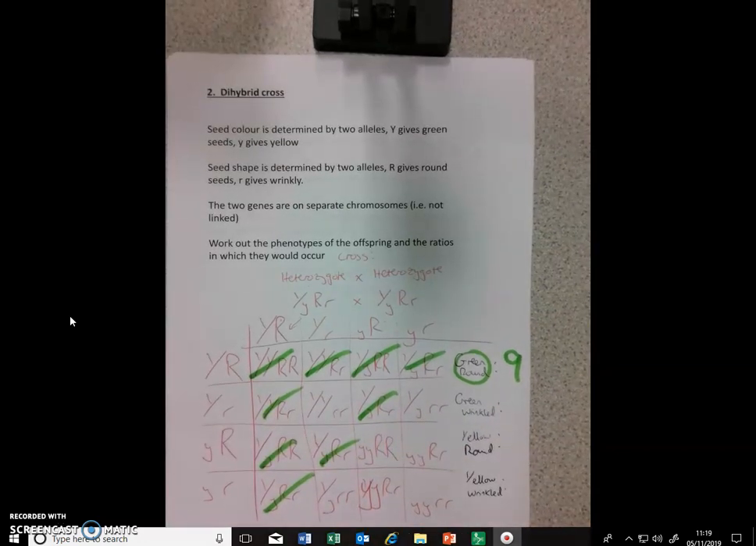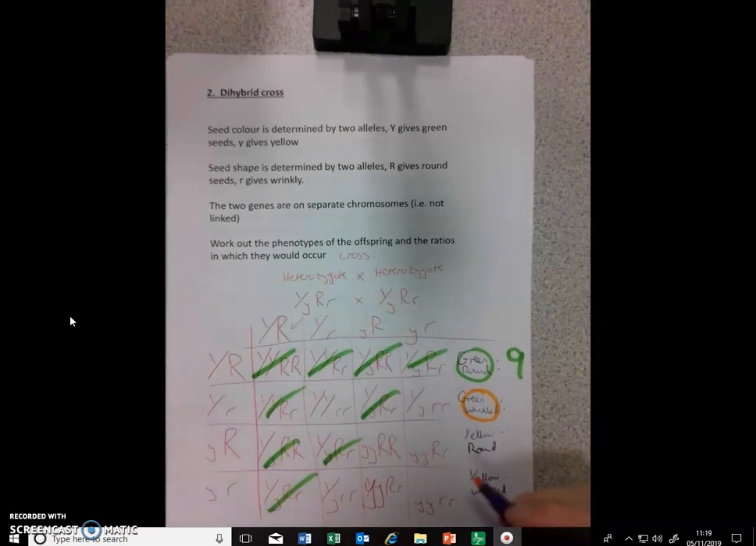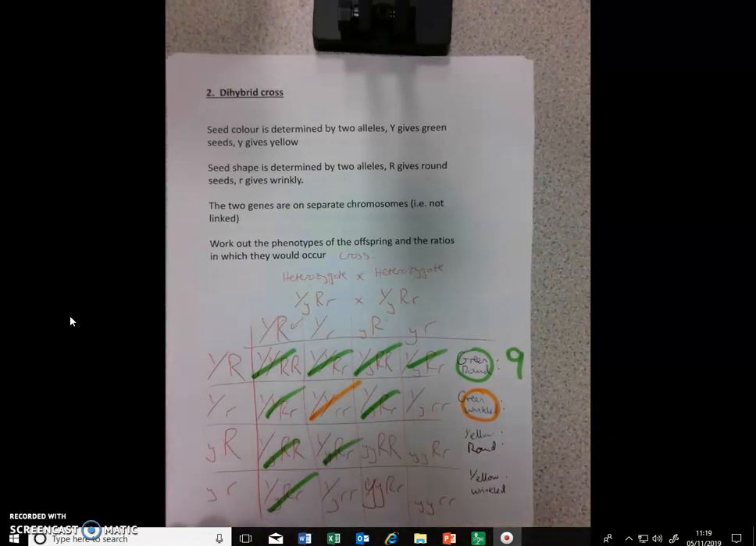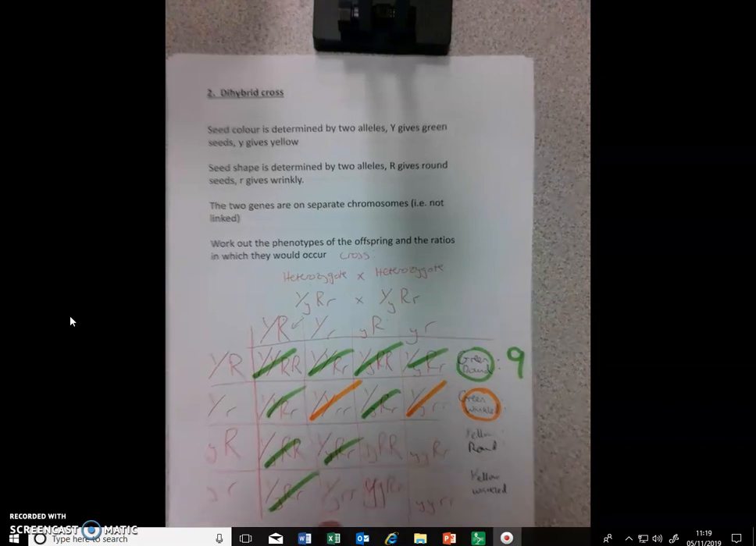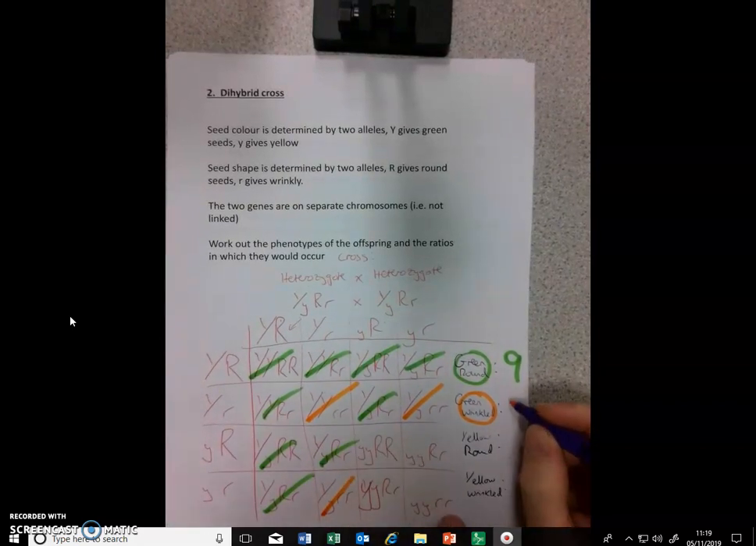Let's choose a different colour. Let's do green and wrinkled. Okay, go for orange for that one. So for green we need a capital Y, but for wrinkled we need 2 lowercase r's. So that's one of those. That's one of those. That's one of those. There are 3.